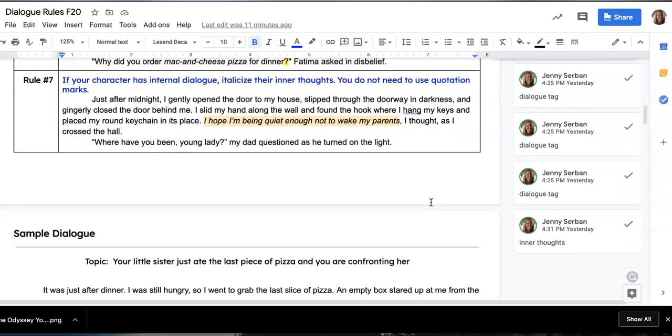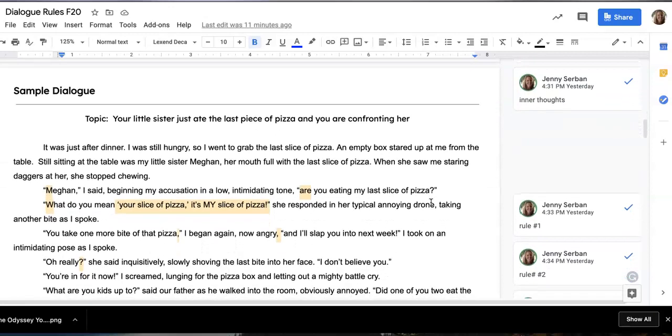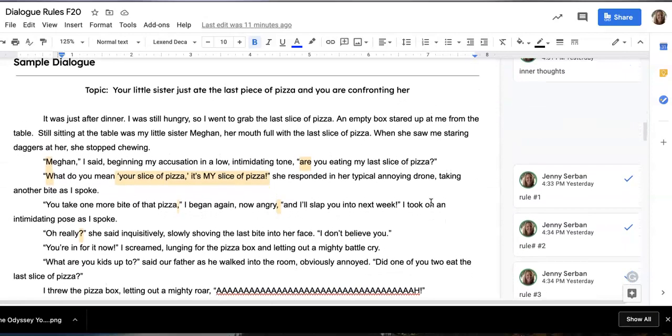So let's go down here to a sample dialogue. And I only highlighted a few of the rules just to point out that these rules are being used.